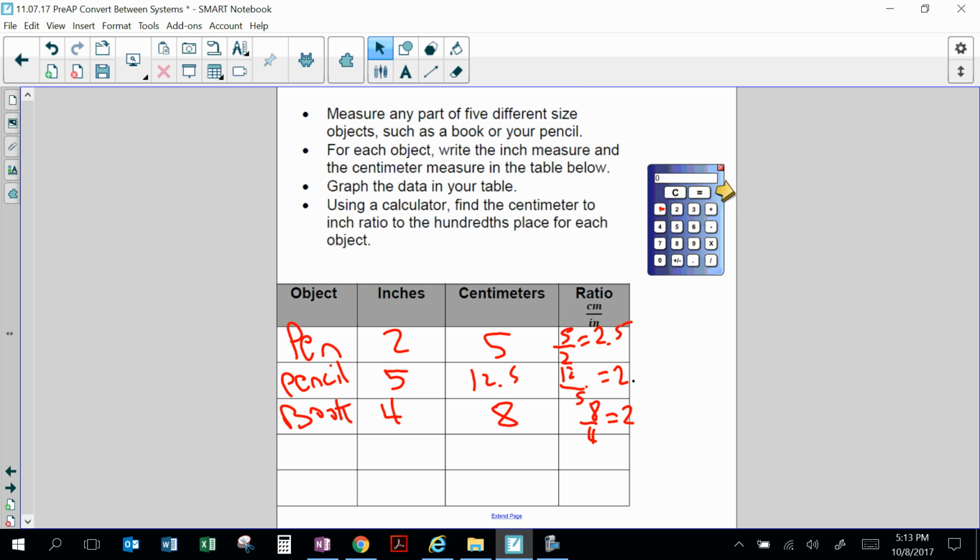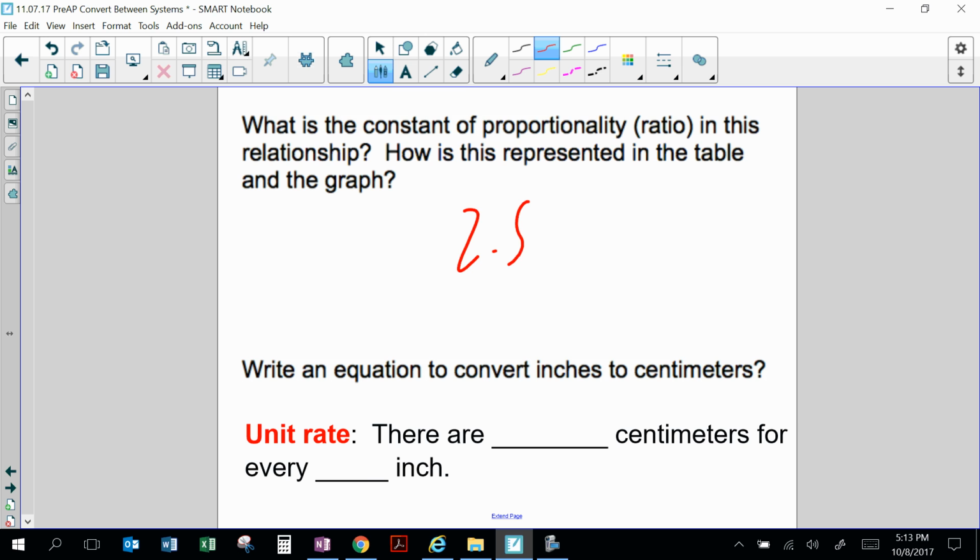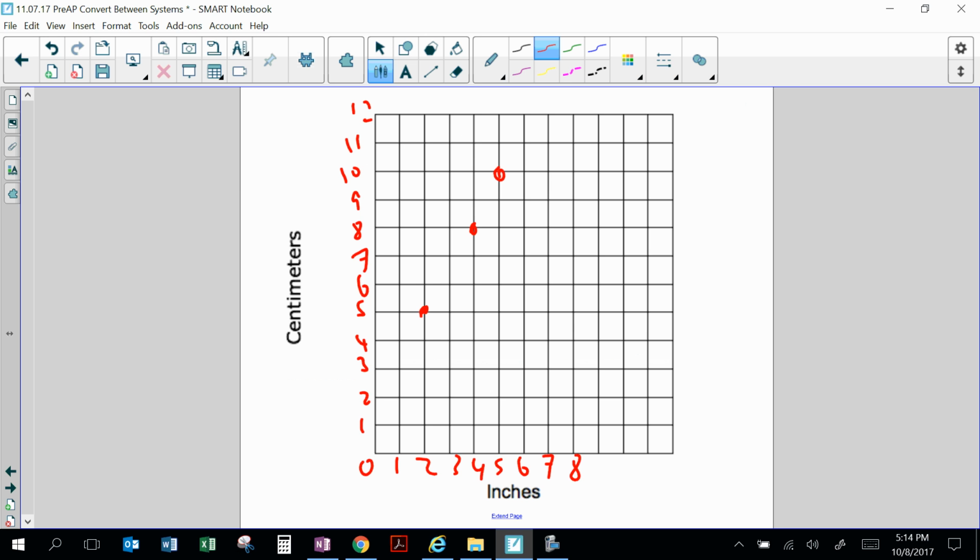And if you put 12.5 divided by 5, it now equals a 2.5 ratio. What does that mean, 2.5? It means if there are 2 inches, which is equivalent to 5 centimeters, how many centimeters are there for each inch? It would be 2.5 centimeters for every inch.